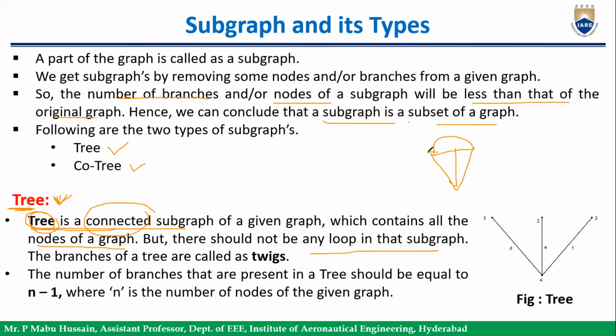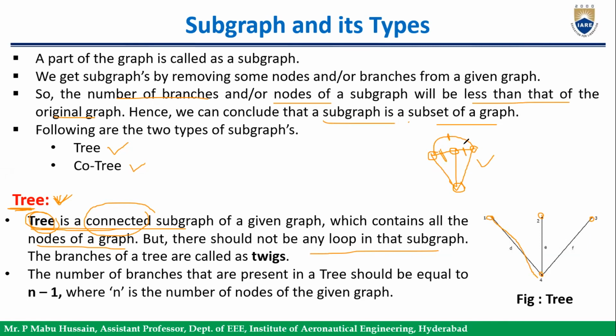Okay, here you have nodes 1, 2, 3, 4 in the main graph, right? All the nodes must be present here also: 1, 2, 3, and 4. All the nodes are there. But if you see here, there is no closed path. So we are taking the DEF branches only, and we are removing this branch and this branch.